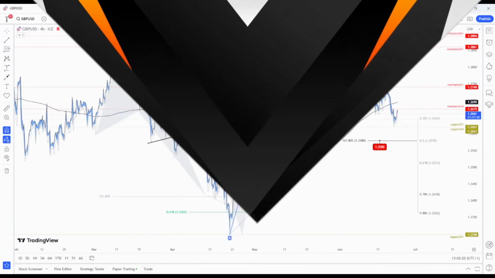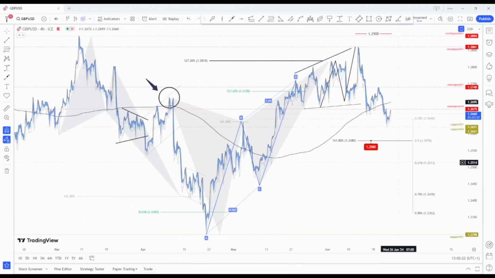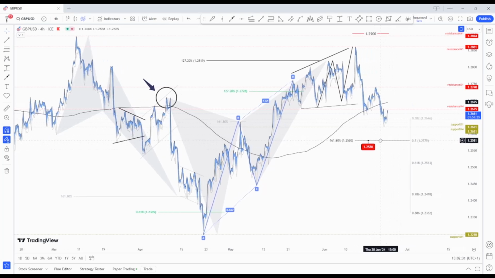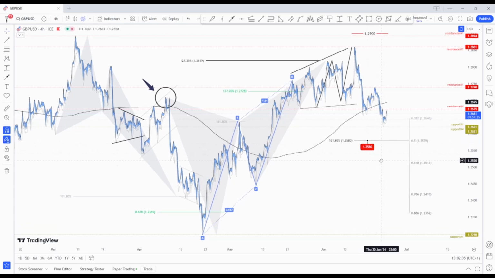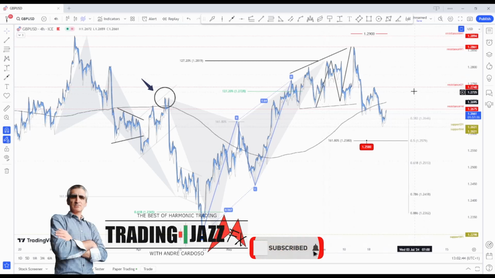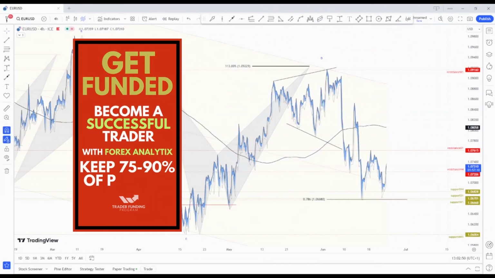We have the cable remains within an established range between fractals, 126.75 as resistance and 126.21 as support. We have projected patterns at 25.80 as mentioned in my last video. You can also check out this previous video through the links in the description and the links above in your screen. Then we have the euro versus the dollar.